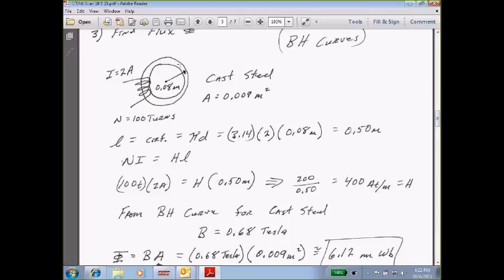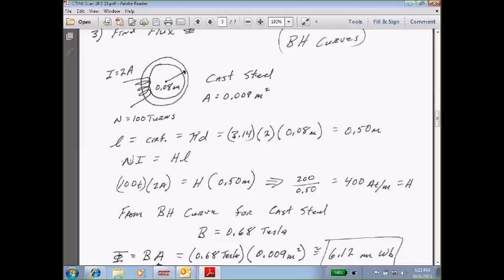So what I need to know is the length of the core. Since it's a donut shape, we're talking about the length around the circle, so that would be the circumference. To find circumference, it's pi times the diameter, so 3.14 times 2 times 0.08. The 0.08 is my radius, so 2 times the radius would be the diameter, and that is equal to 0.5 meters. So the length around is 0.5 meters.